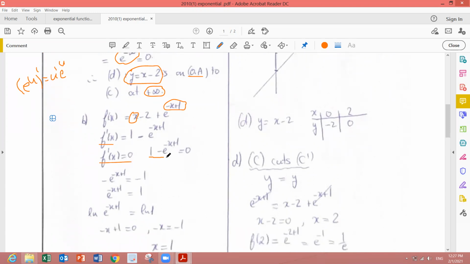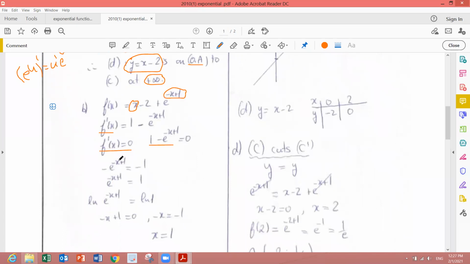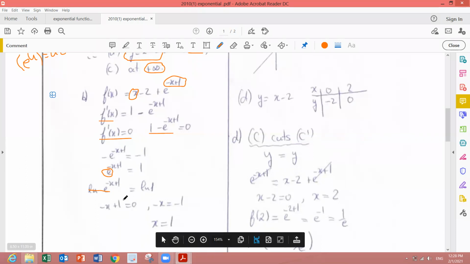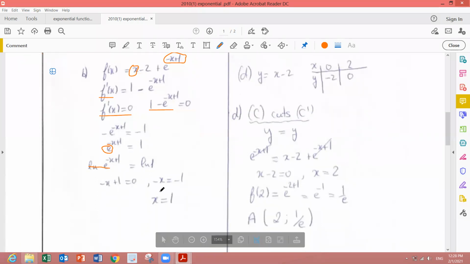So 1 minus e to the power minus x plus 1 equal to 0. I take 1 to this side. It becomes minus 1. e to the power minus x plus 1 equal minus 1. Multiplying by minus, e to the power minus x plus 1 equal 1. To remove this e, we take ln: ln of e to the power minus x plus 1 equal ln 1. ln and e cancel, ln 1 is 0, so we stay with minus x plus 1 equal 0, minus x equal minus 1, then x equals 1.